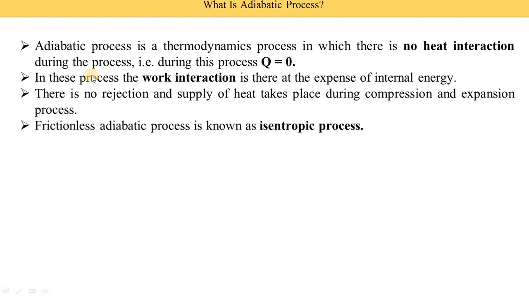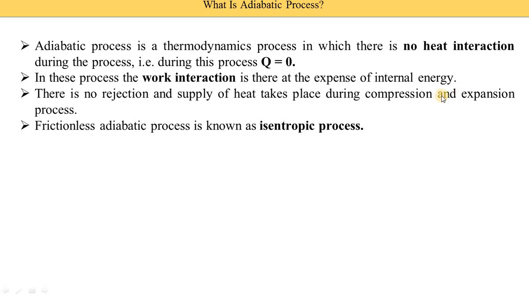So frictionless adiabatic process is known as isentropic process. Means suppose we do the compression and expansion by the adiabatic process, and suppose during the expansion and compression the components are moved without friction, means pistons are moving without friction, then it follows the isentropic process.